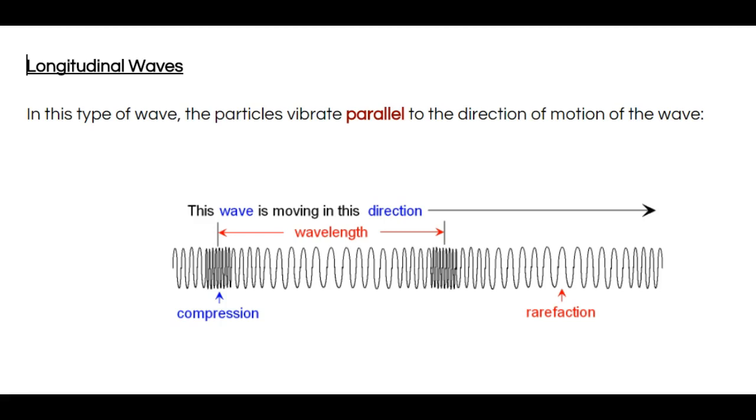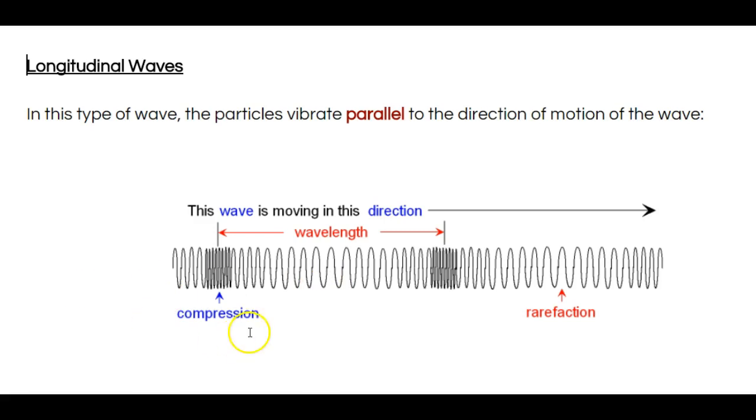So the second type of wave I want to discuss today is a longitudinal wave. So in this type of wave, the particles, instead of vibrating perpendicular to the way that the wave is being transmitted or the wave is moving, it is parallel. So this is a little bit harder for you to see, but imagine that you were holding a spring at one end and you were just giving it little pulses forward.